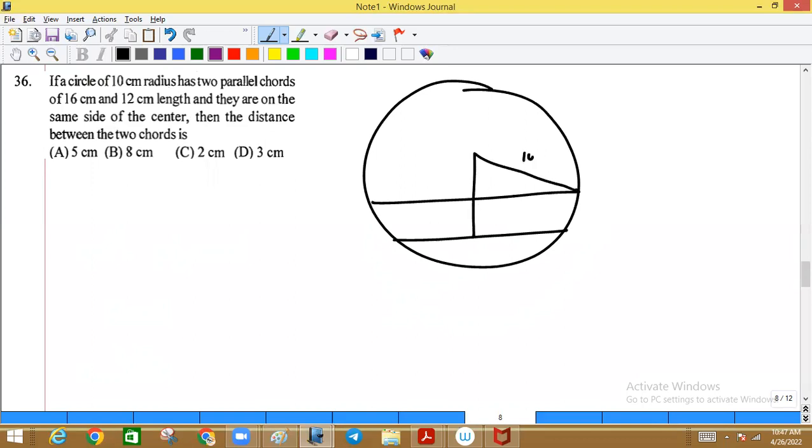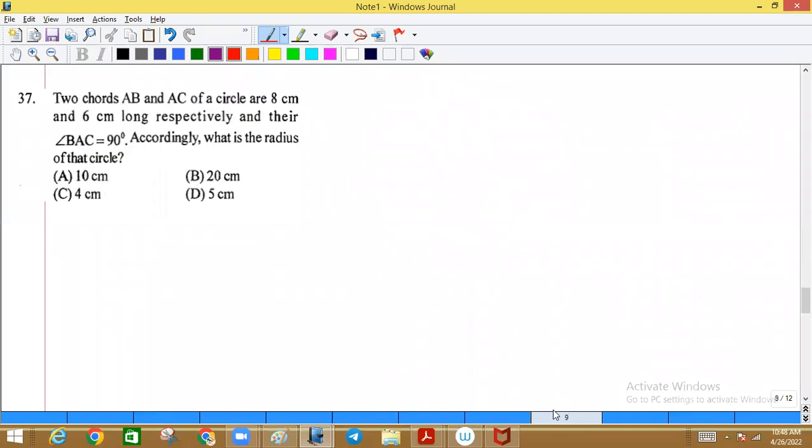Just imagine if this is 10, this one is 8, this one is 6. 8, 10 means 6, 8. It's all about Pythagoras rule because we know 6 square plus 8 square is equals to what? 10 square. Now, what is the distance between the two chords? If they are on the opposite sides, then 6 plus 8, 14. So they are on the same side. That is the reason it is 6 minus 8 or 8 minus 6, that is 2 centimeters.